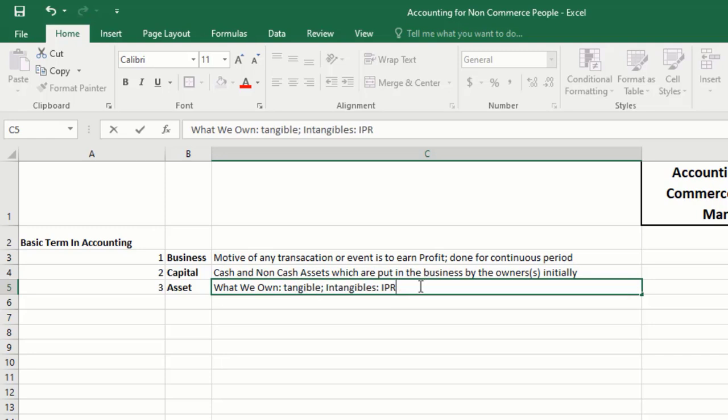So tangible like building, machinery, plant, mobile phone, spectacles. These are all my tangible fixed assets. So asset is what we own. Always remember these three words, what we own.